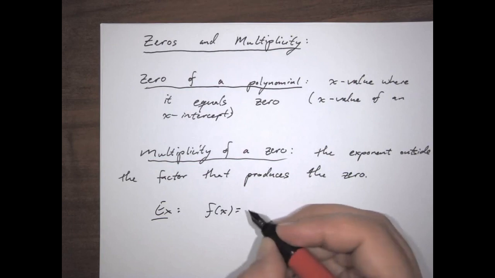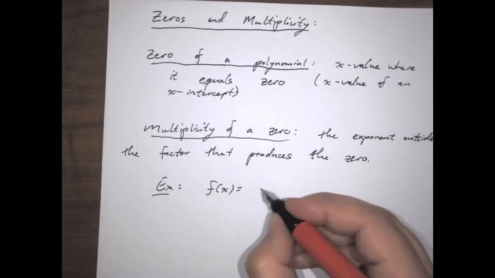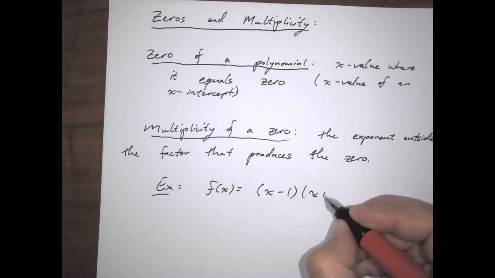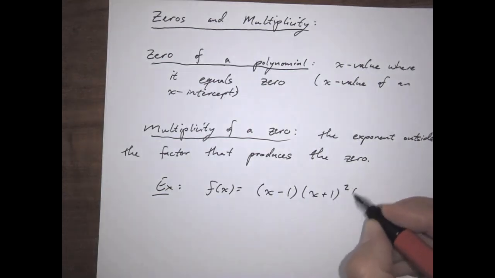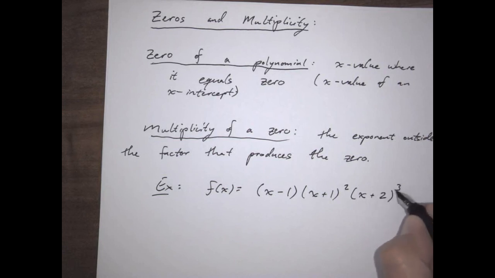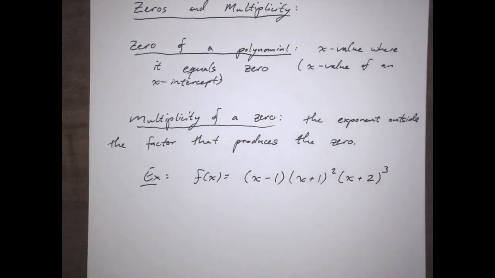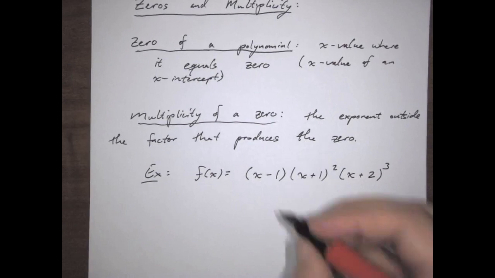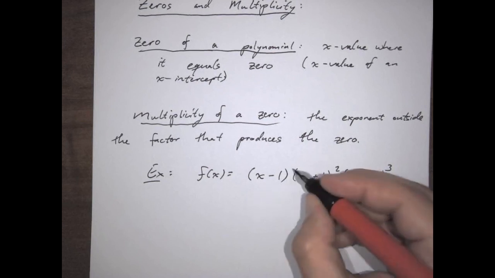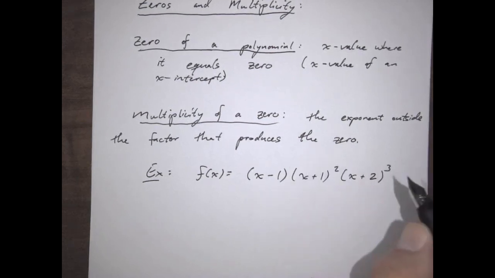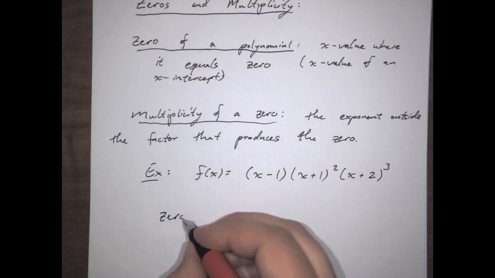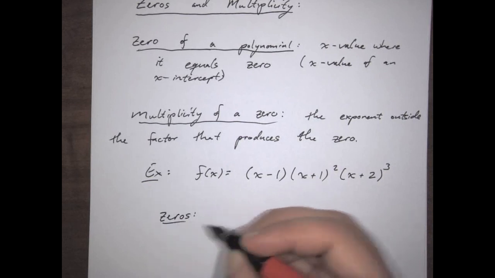So as an example, you have f of x equals x minus 1 times x plus 1 squared times x plus 2 cubed. Let's say you had something like that. Then the values that make each of these factors 0 would be the zeros of the polynomial, and the exponents up here would be the multiplicity of the zero.